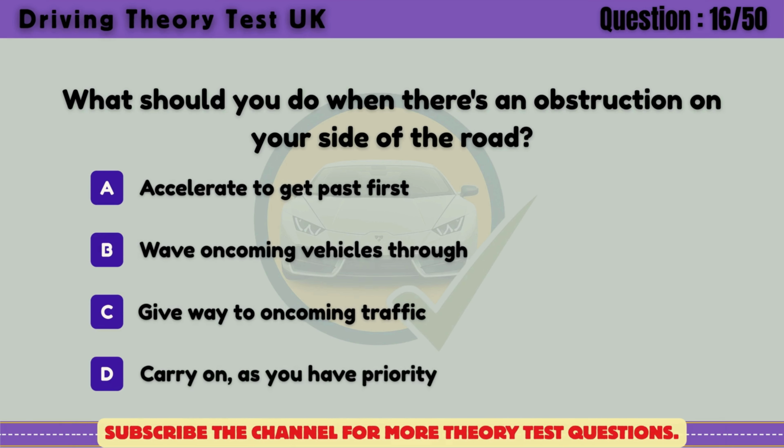Question 16. What should you do when there's an obstruction on your side of the road? Option A. Accelerate to get past first. B. Wave oncoming vehicles through. C. Give way to oncoming traffic. D. Carry on, as you have priority.